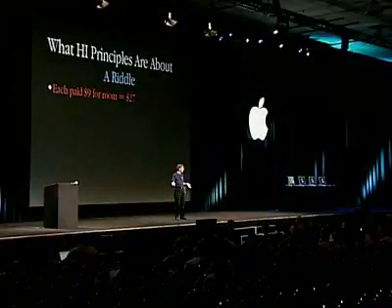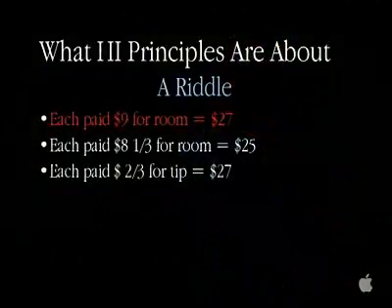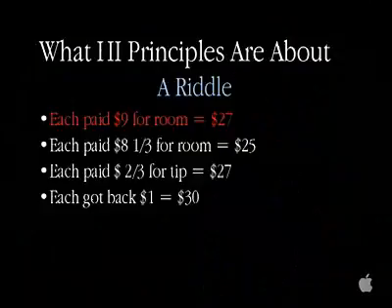And the reason that you're not thinking about this problem right is I created an expectation in you by telling you something that wasn't true. I told you that each person paid $9 for the room, and that was $27. And in doing that, I created an expectation in you that led you to think about the problem in a particular way. As a matter of fact, each person paid $8 1/3 for the room, 2/3 of a dollar for the tip. That's $27. They each got back $1. That's $30. But by mismanaging your expectations, I caused confusion in you.